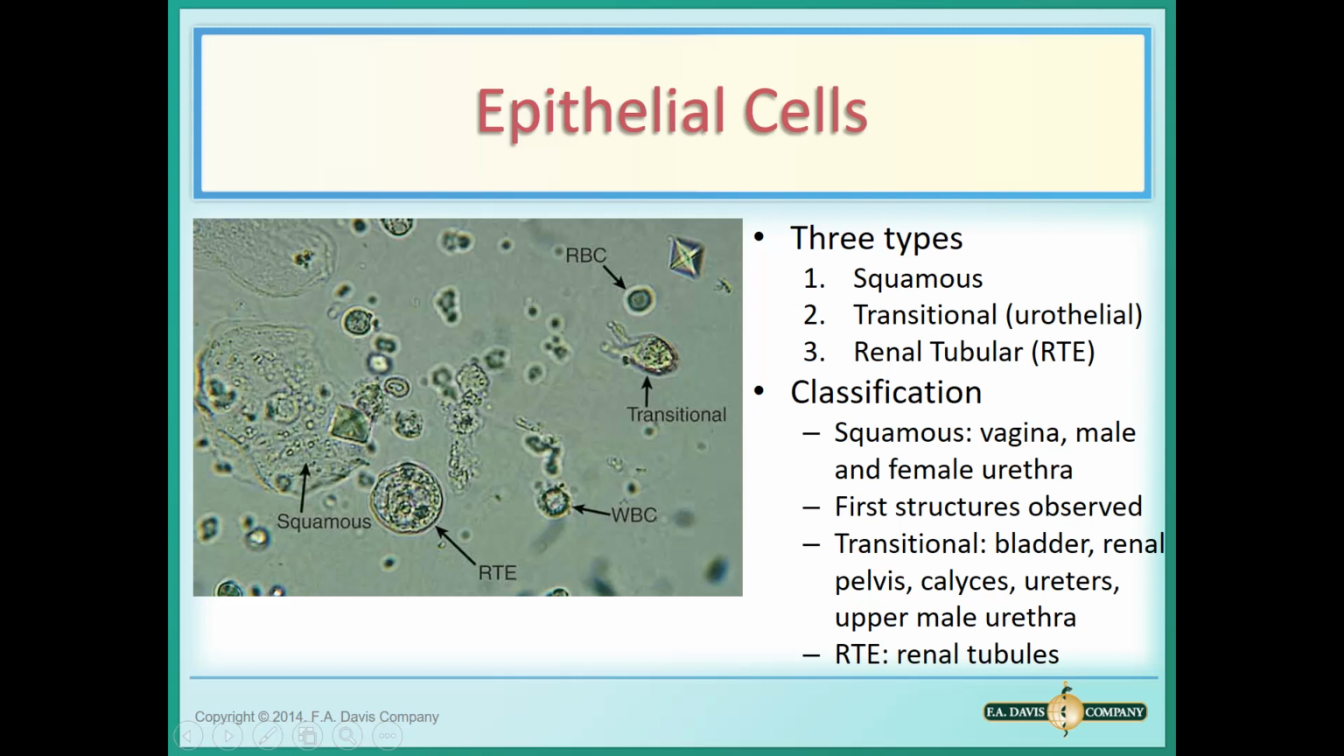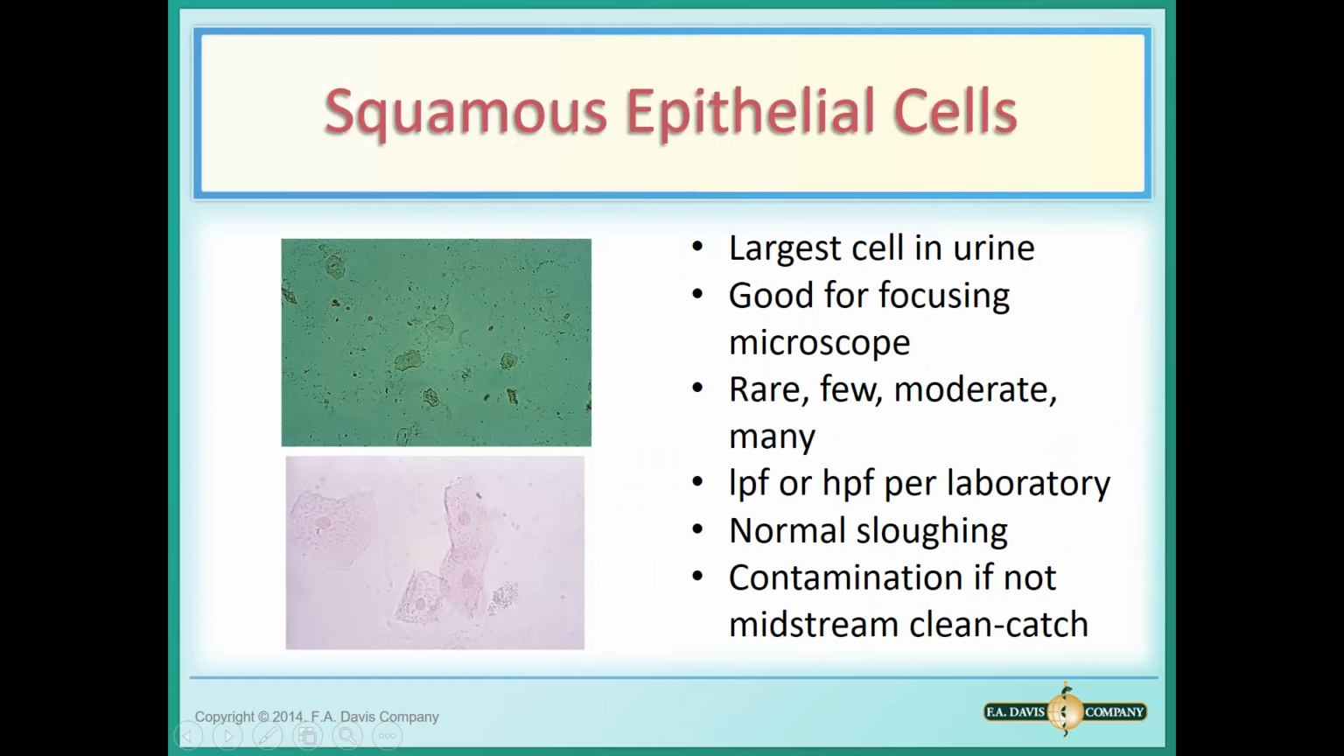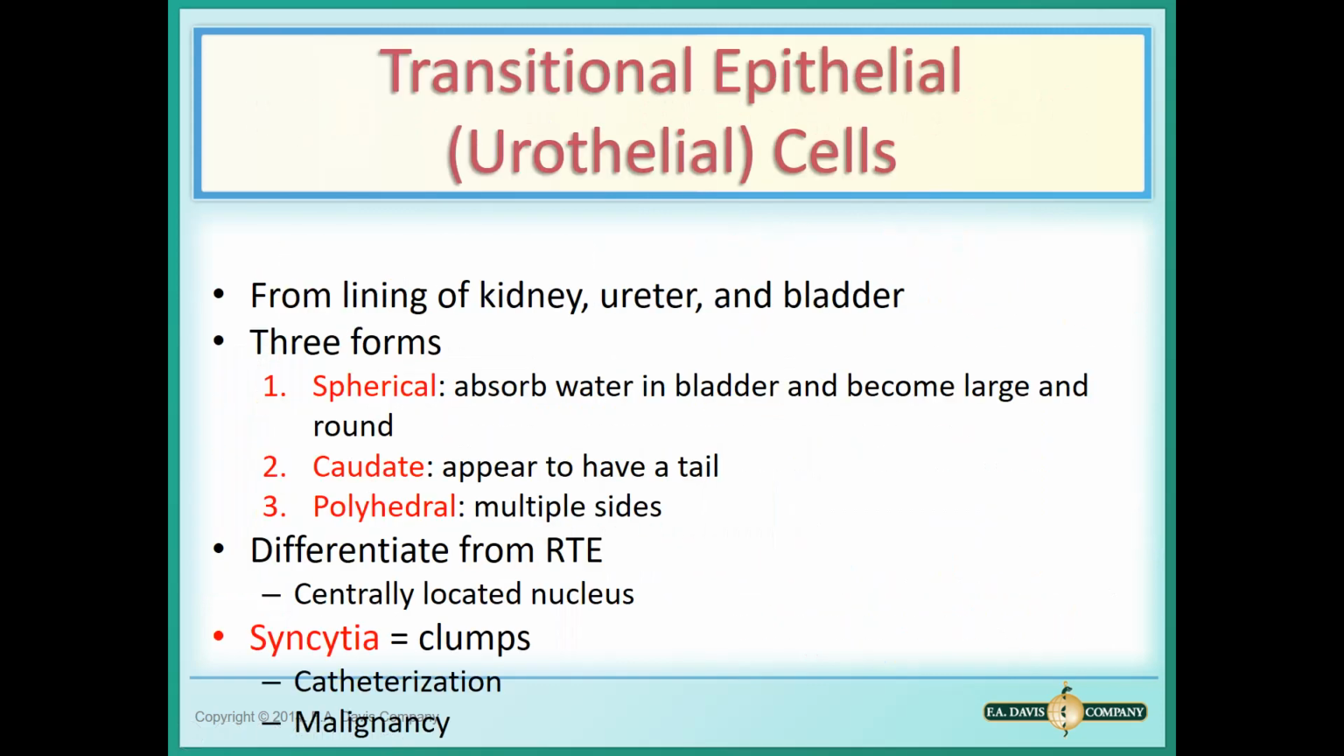In the renal tubular cell, the nucleus is off to the side, or eccentric. Typically, transitional cells have a centrally located nucleus. Renal tubule cells have an eccentric nucleus, or off to the side. There's that word I told you, syncytia. That just means clumps, and we can sometimes see those in normal conditions. If we see a syncytia or a clump of squamous cells, I'm not going to worry about it.